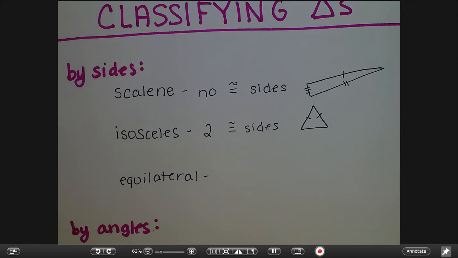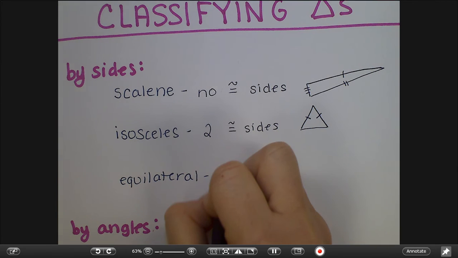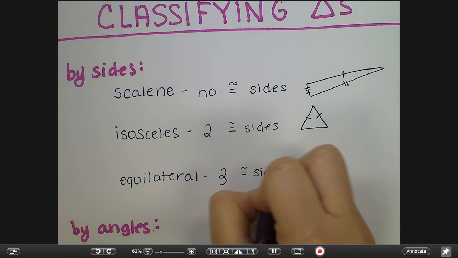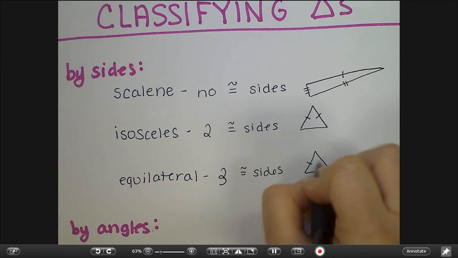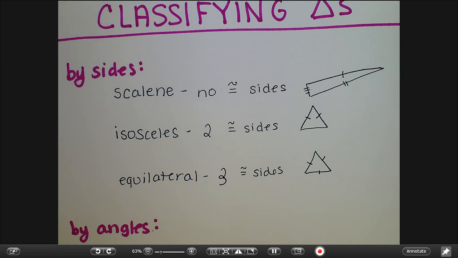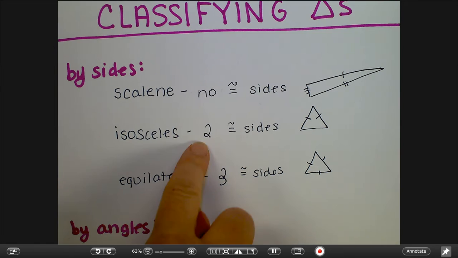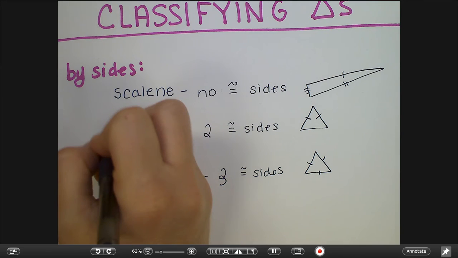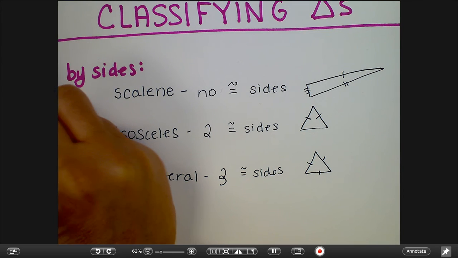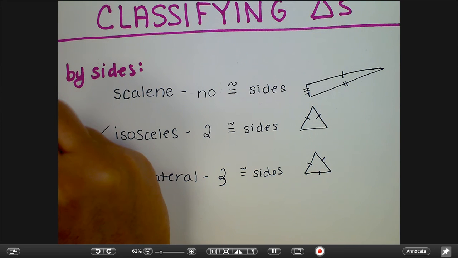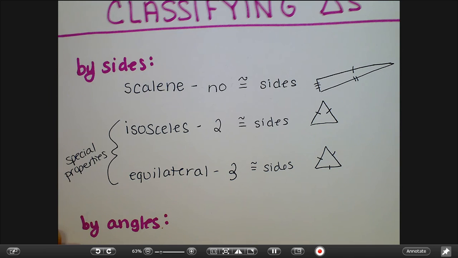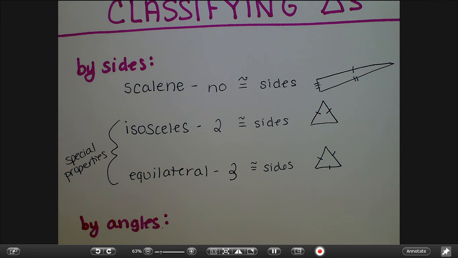What you need to know is that isosceles triangles have two congruent sides, and equilateral have three congruent sides, all of them being the same. Okay, so no congruent sides, two congruent sides, three congruent sides. All right, these two have special properties that we're going to do in the next couple of days and let you work with. But for now, this is all you need to know for those.